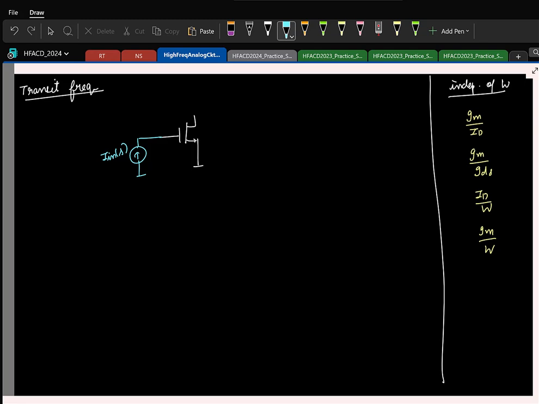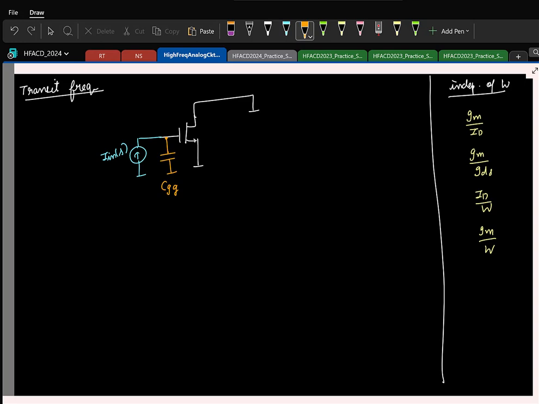I know that at the gate I'll have gate to source capacitance. I'll also have gate to drain. And since the drain is incrementally short, I can put both of them in parallel. I'll club it into a single capacitor, which I'll write as CGG, the effective capacitance from the gate to ground. It comprises CGS, CGD, gate to bulk, everything, but is predominantly dominated by gate to source capacitance.